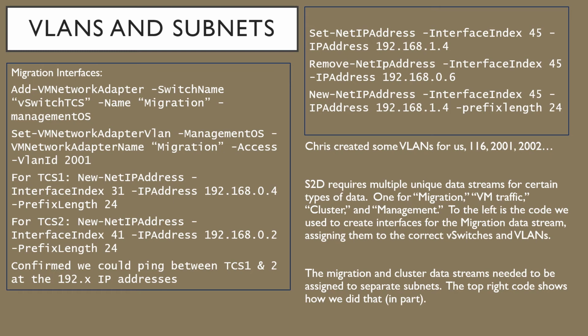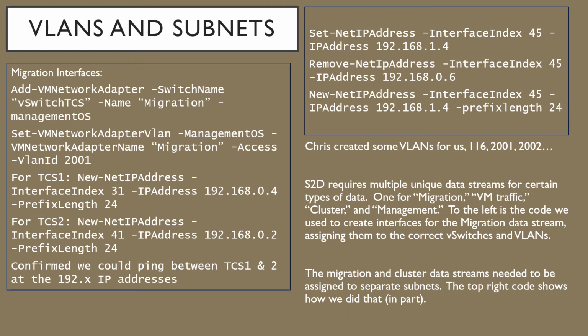So we just had to add some interfaces on these to some VLANs that Chris set up for us ahead of time. That's VLAN 2001, 2002, which he set up beforehand. We also needed to assign those interfaces and those VLANs to different subnets, which we just added right here. We have our Set-NetIPAddress, and we had to remove one of the ones we had created earlier and make a new net IP address. Yeah, this was a big head scratcher. We worked on this last week for several hours.